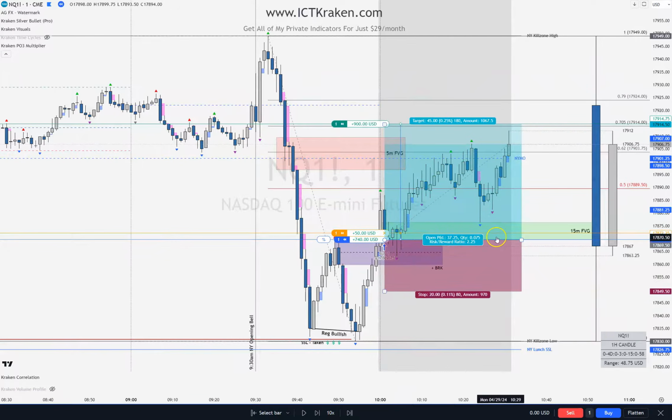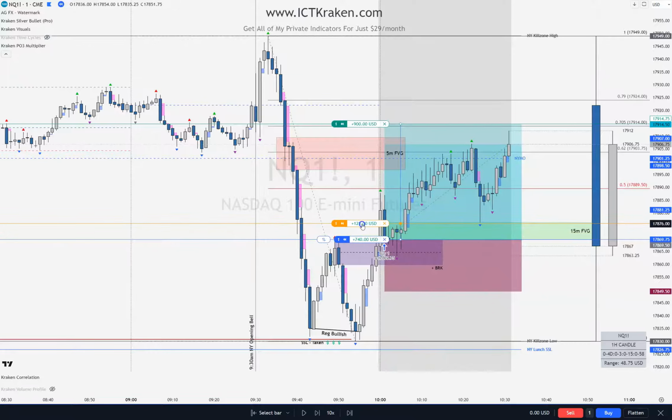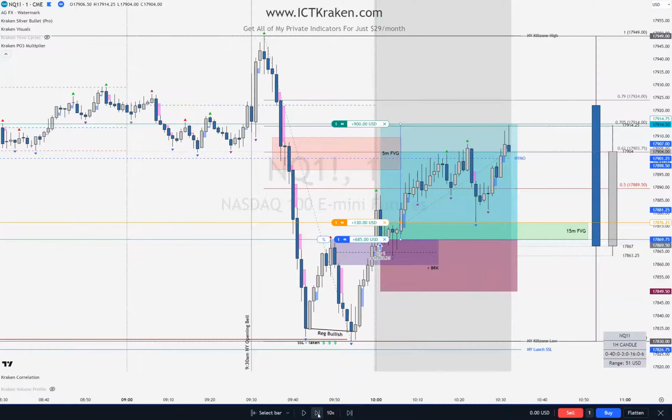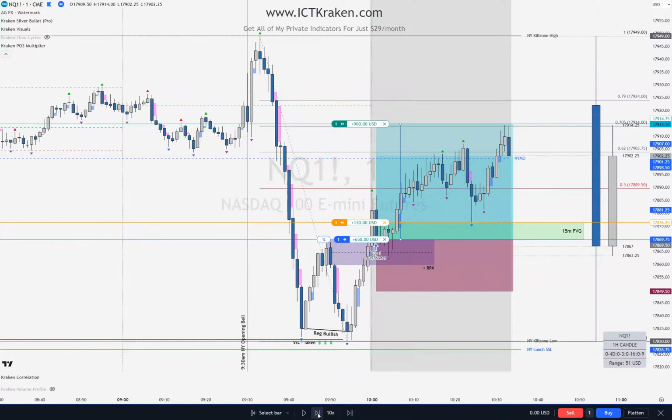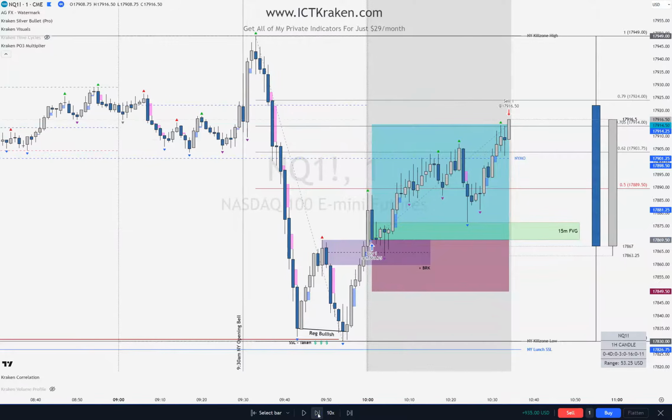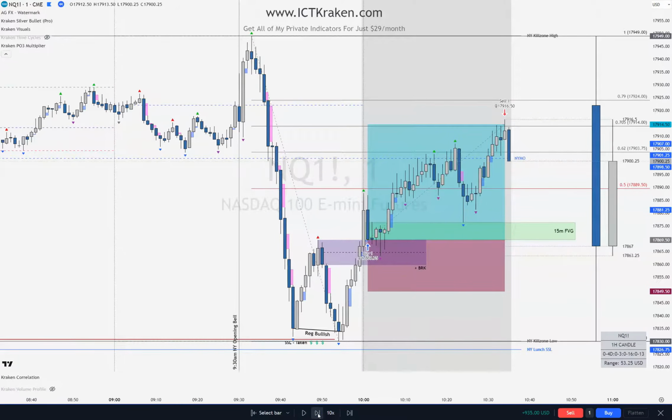Now we're at the 15-minute fair value gap here. So I'll move my stop to the top of that. So if it comes up there, I'll take $150. Okay, there you go. See how the rest of the hour goes.